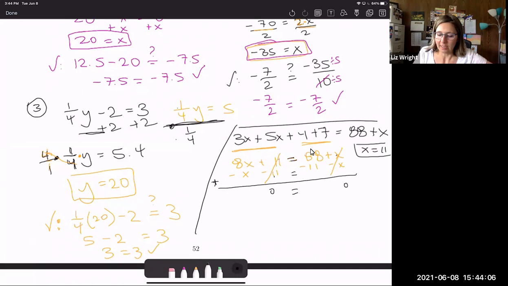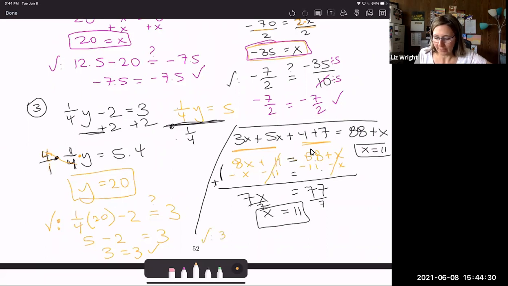And then this 8x, let me get rid of those so they're out of my way. This 8x minus x here is going to give me 7x. 88 minus 11 is going to give me 77. And x equals 11 because you're going to divide both sides by 7 here. So that's exciting. All right, run your check.